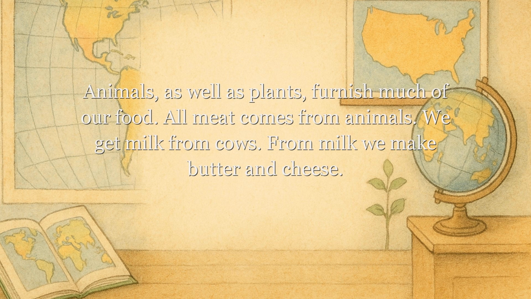Animals, as well as plants, furnish much of our food. All meat comes from animals. We get milk from cows. From milk, we make butter and cheese.